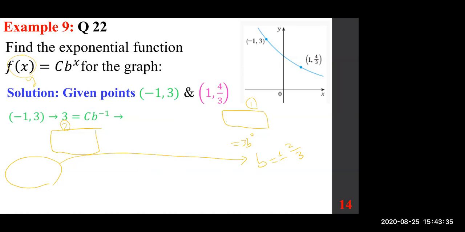Okay. You're okay with the very first step where we plugged in, right? cb to the power of -1. When we say cb to the power of -1, that means c times 1 over b. That means c over b. And then 3 equals c over b. 3 equals c over b, right? This is correct? You okay with this one? Yeah. Now you do the cross product.